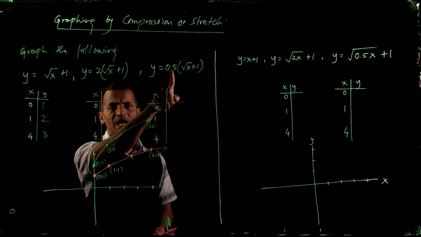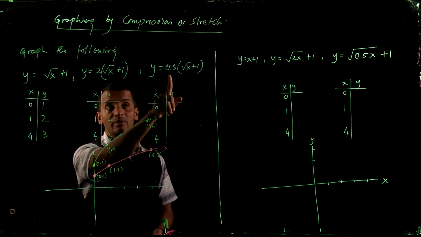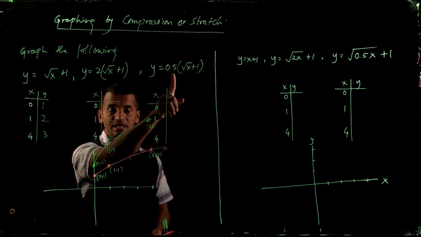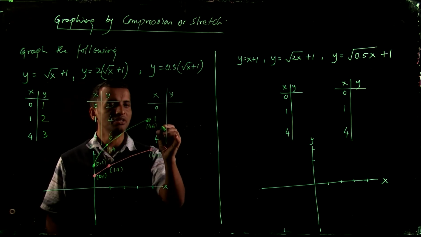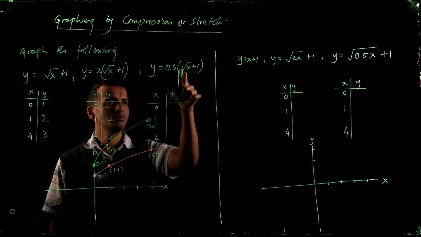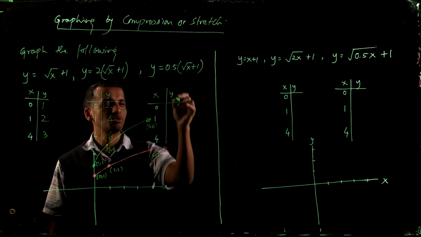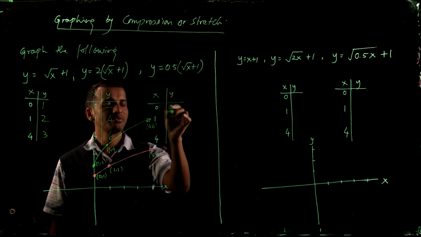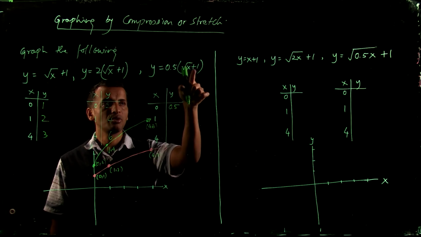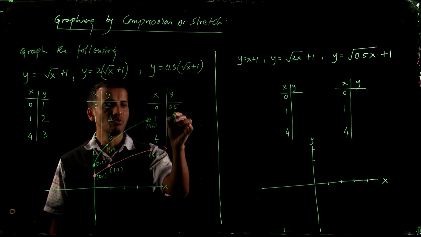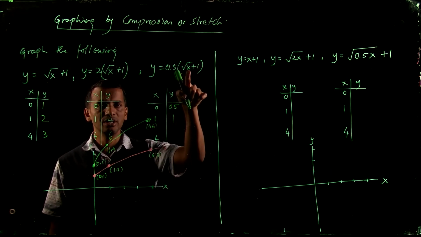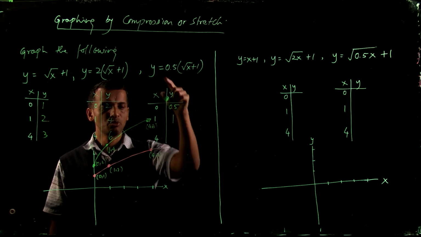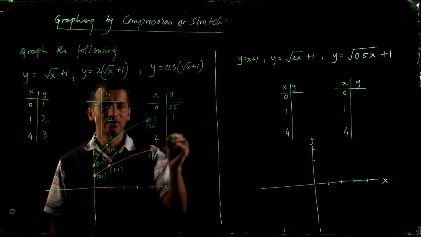Now let's see, if you multiply the whole right hand side by a number that is less than 1, is it a stretch or compression? Let me plug in these points. When you plug in 0, you get 0 plus 1 times 0.5, which is 0.5. If you plug in 1, you get square root of 1 plus 1, which is 2, times 0.5 is 1. And if you plug in 4, square root of 4 is 2 plus 1 is 3, times 0.5 is 1.5.